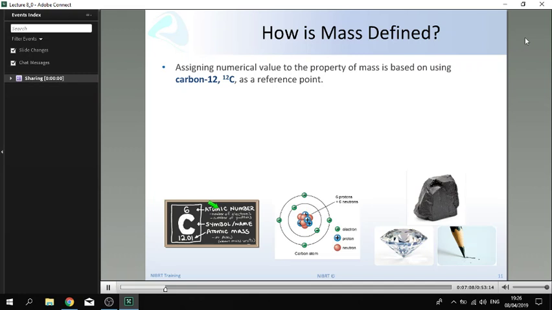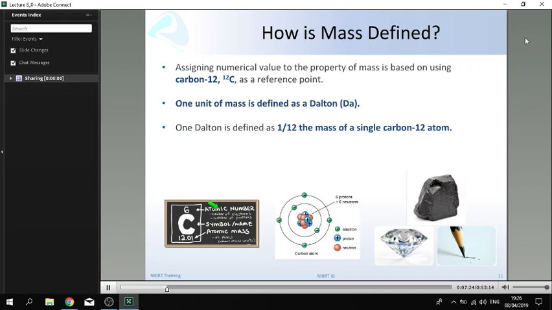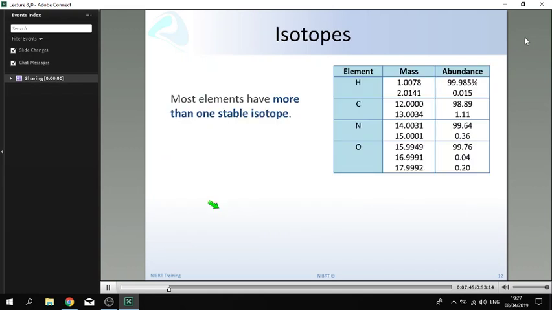So how do we define mass? We assign a numerical value to the property of mass, and that is based on using carbon-12 as a reference point. So we decided to use it as a reference. One unit of mass is defined as a Dalton. So when we talk about mass, we talk about Daltons. And 1 Dalton is actually 1/12 the mass of a single carbon-12 atom. So a carbon that has 12 protons. So 1 carbon-12 atom then has a mass of 12 Daltons, if we are going by this mass definition.